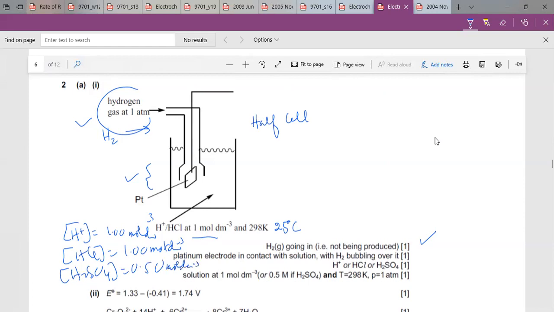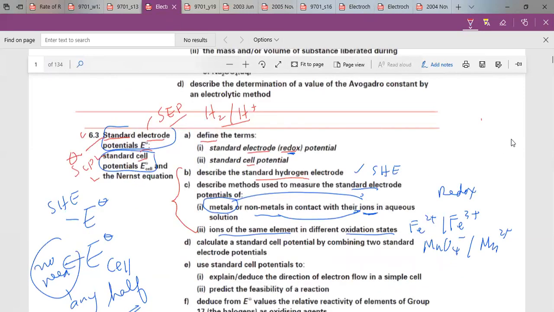Anyone will do, but don't put nitric acid because NO3 minus is an oxidizing agent, so don't do that. See, that's why you put HCl and H2SO4. I will explain that later. So all the solutions are 1 molar, and these are the standard conditions. So there are 4 marks here. Fantastic, isn't it? Just on the diagram and the labeling. They give the mark for just this describe.